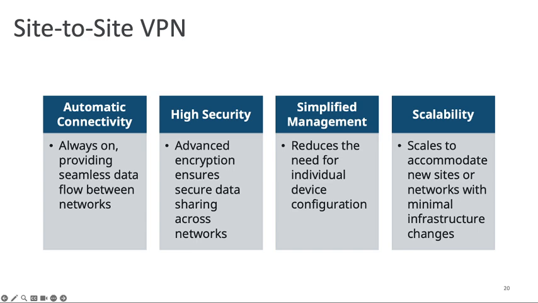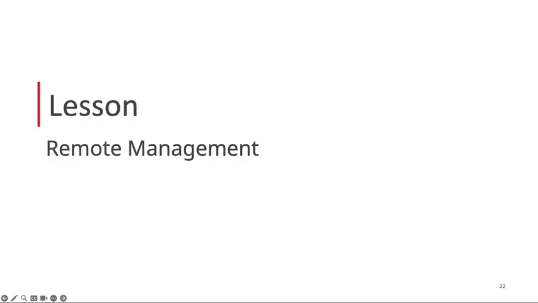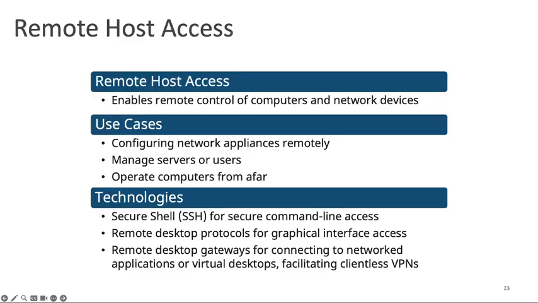For cloud integration, it's also really good to use site-to-site VPNs, because you could connect these companies' on-premise systems to their cloud service systems. For remote management, remote host access involves technologies like SSH, command line, or RDP. In most remote technologies, these methods help to control computers and other network devices. Like a switch, you could log into different switches using these different protocols.